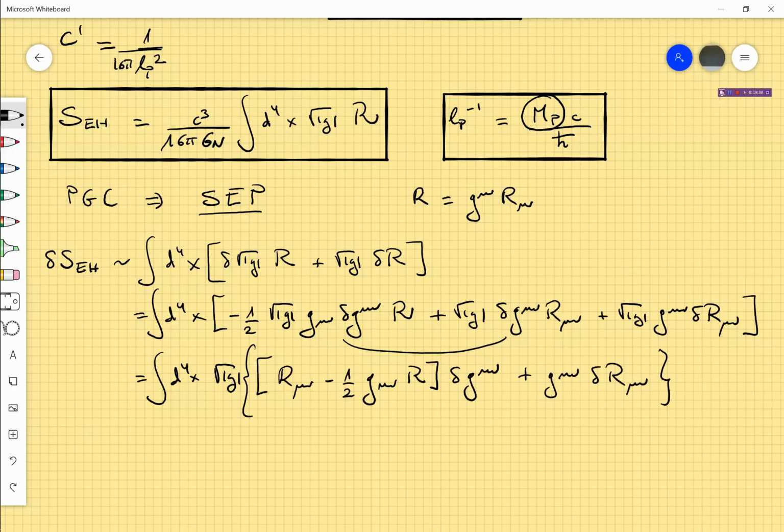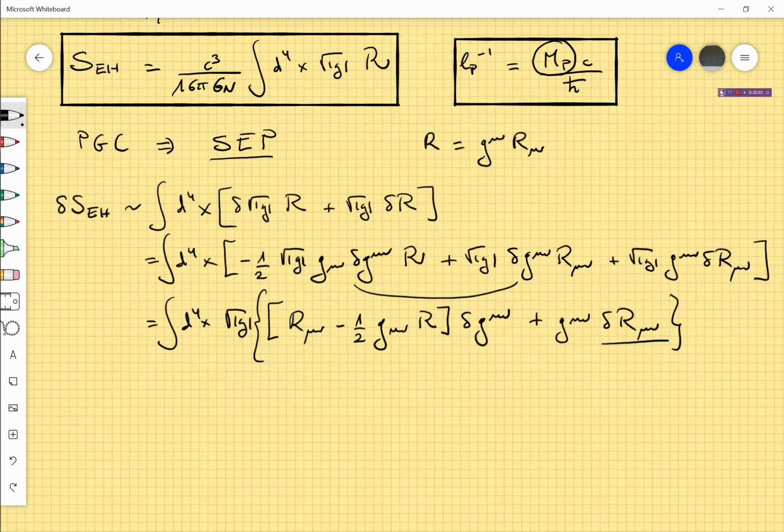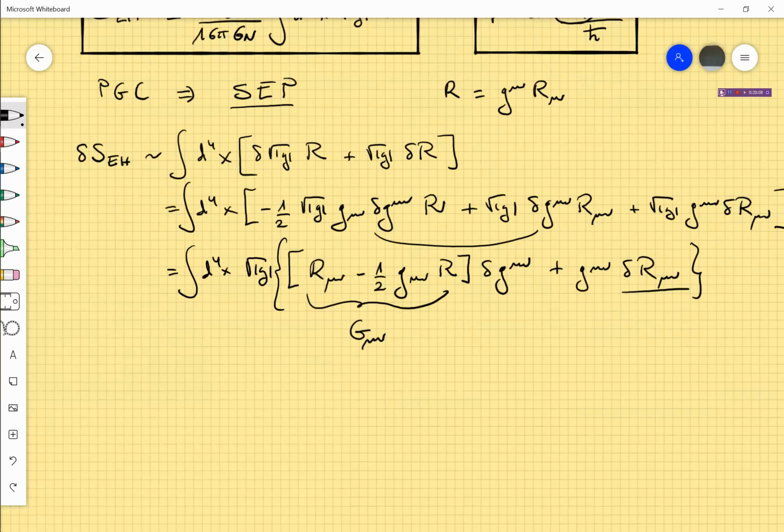Okay, before I go on and compute this delta R mu nu, let's notice that this combination is what we define as the Einstein tensor. And now let's try to compute this delta of R mu nu.